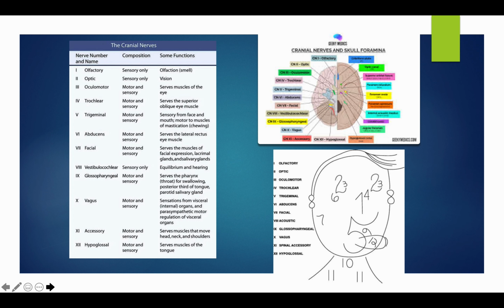In cooperation with this, interdisciplinary teams will assess this. PT, OT, and speech. Speech will assess the patient for any difficulties chewing or swallowing.